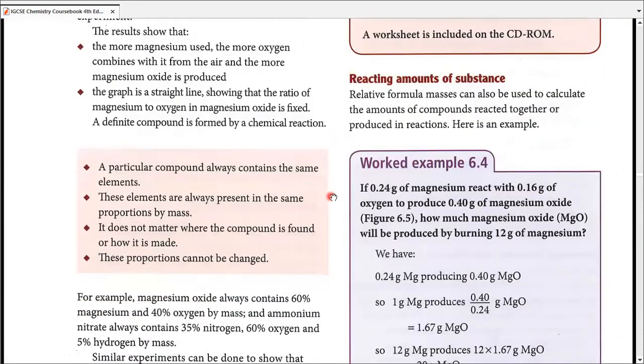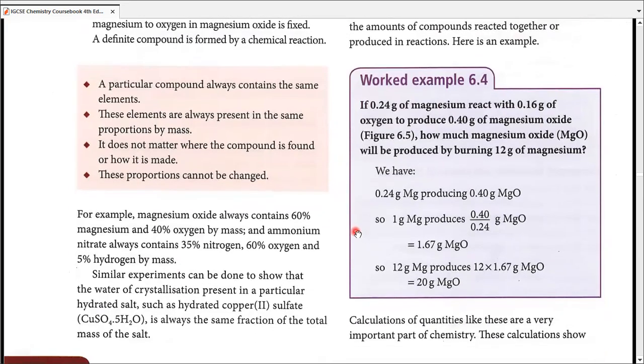Now, if that message is clear and we are so sure about the proportions and about the formulae or about the formation of substances, we can always work with specific amounts to find out what is going to happen in a specific experiment. Take a look at this example, example 6.4. If 0.24 grams of magnesium react with 0.16 grams of oxygen, and they produce 0.40 grams of magnesium oxide.